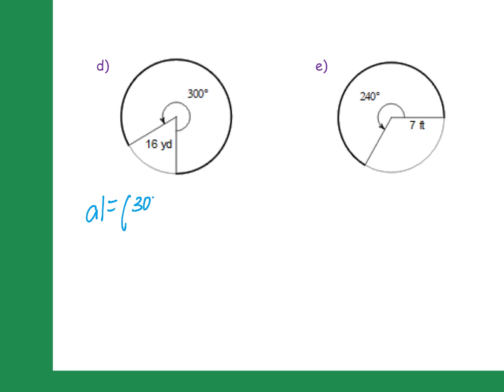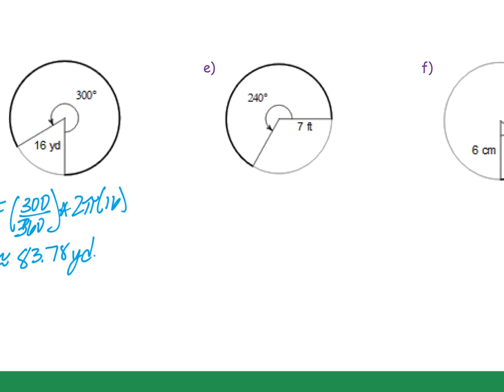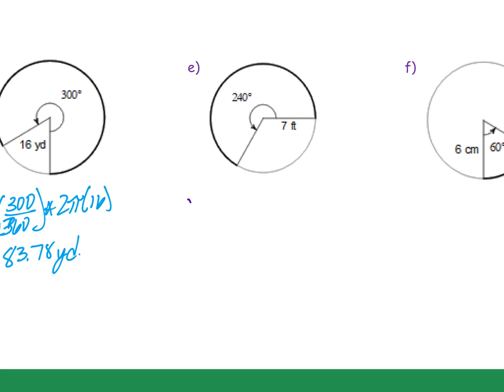360 divided by 16 is approximately 83.78 yards. Almost a whole football field. That's how long that is, right? Because a football field is 100 yards, right? So this arc length is almost a whole football field, only it's curved. Yeah. Thinking of it that way makes it like, yeah, dang, right?